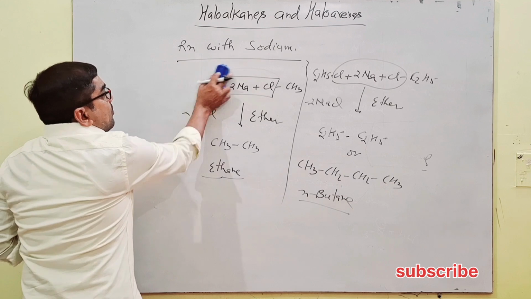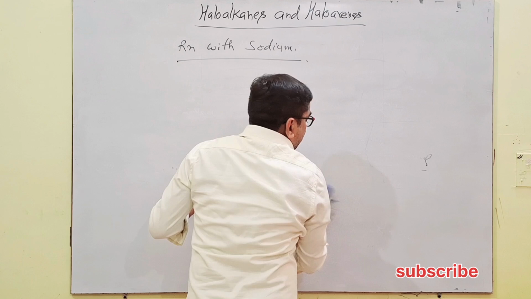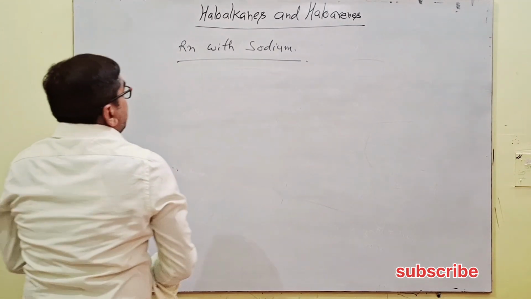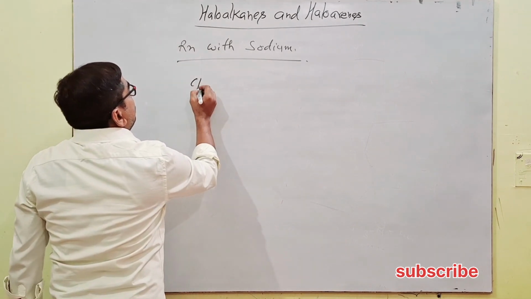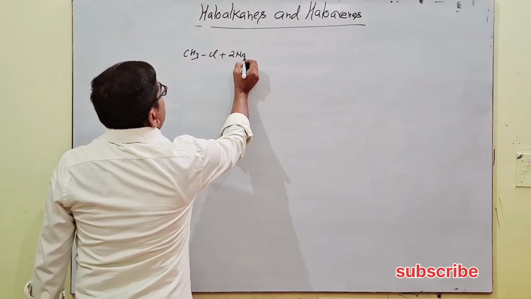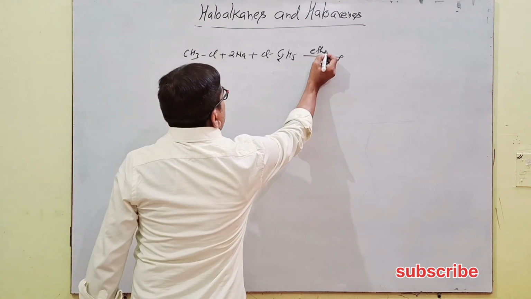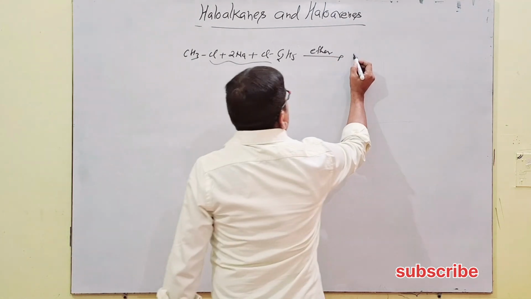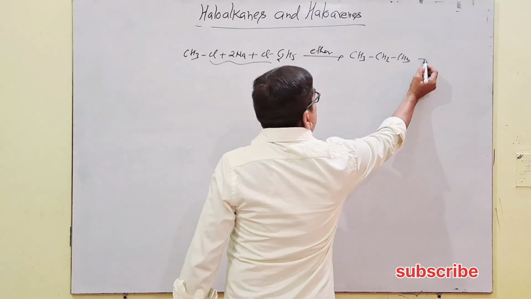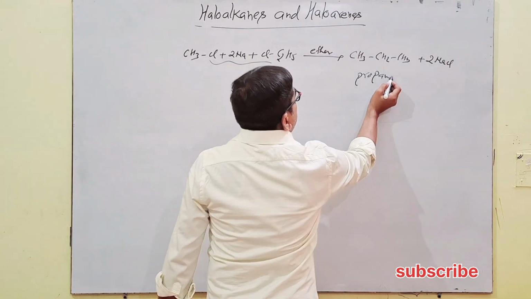In Wurtz reaction, here we have discussed identical types of alkyl halides. If we take different alkyl halides, what will the product be? Like CH3Cl reacts with sodium with C2H5Cl in ether medium. Then in Wurtz reaction, the final product is CH3CH2CH3, that is propane, with elimination of NaCl.